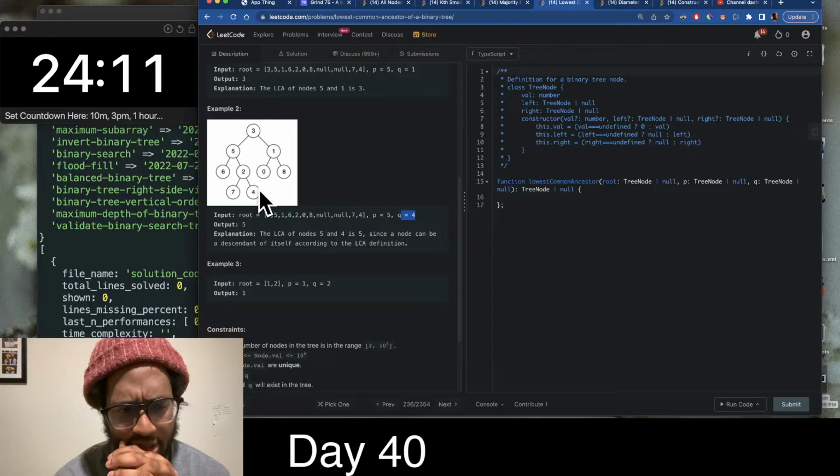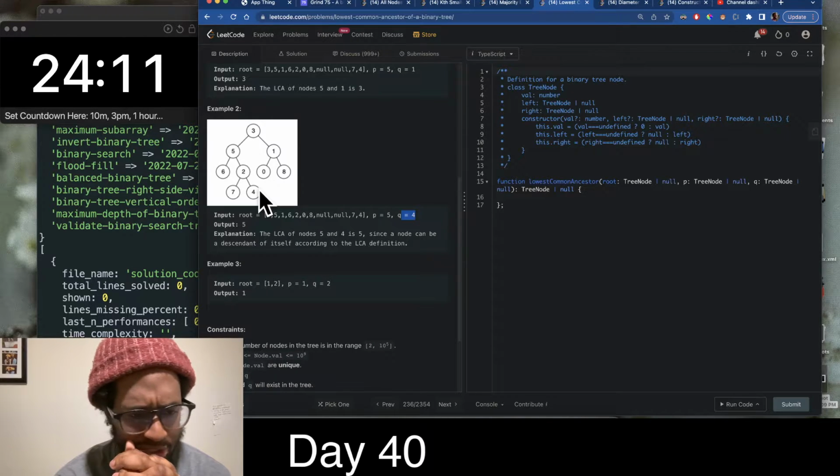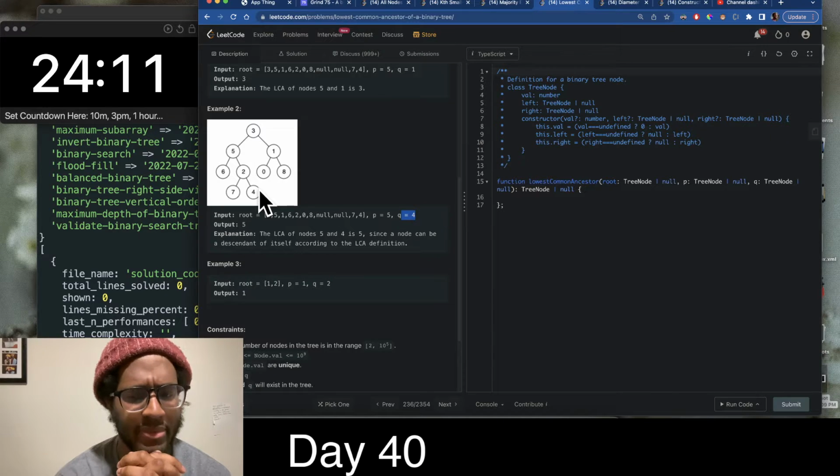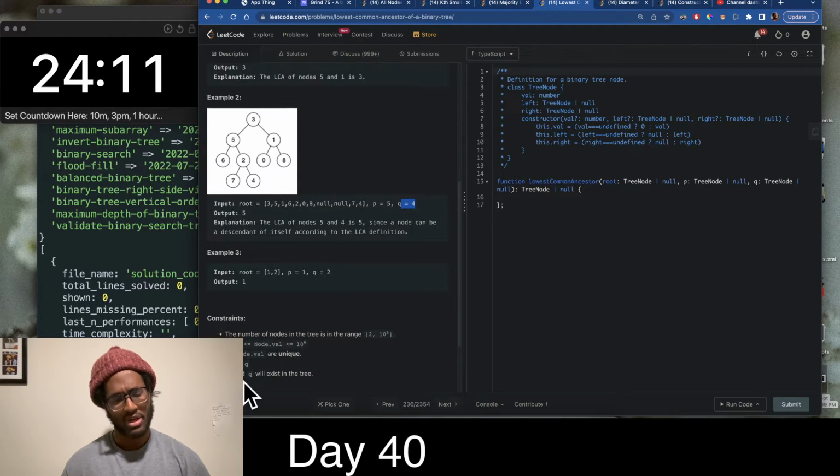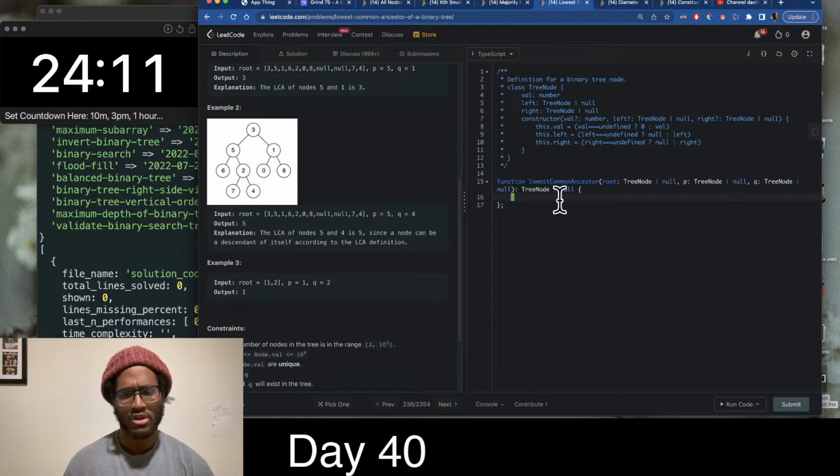So actually, the way that I'm thinking about this now, maybe just to generate some ideas, is P and Q will exist in the tree and P will never equal Q. That's actually a really good point. All node values are unique. Let me just generate a few potential solution paths.